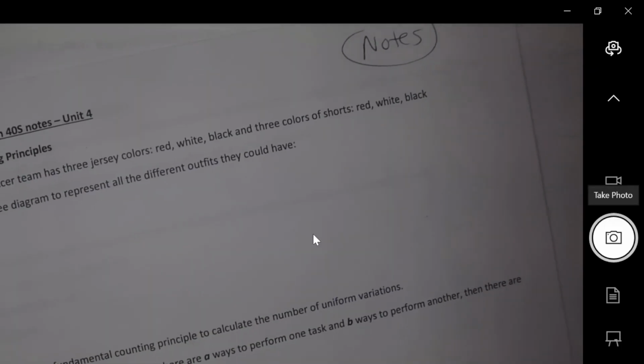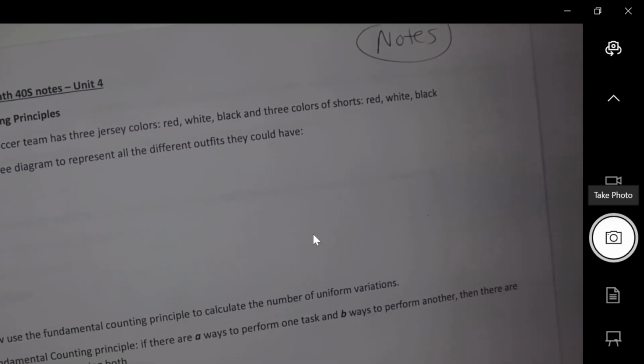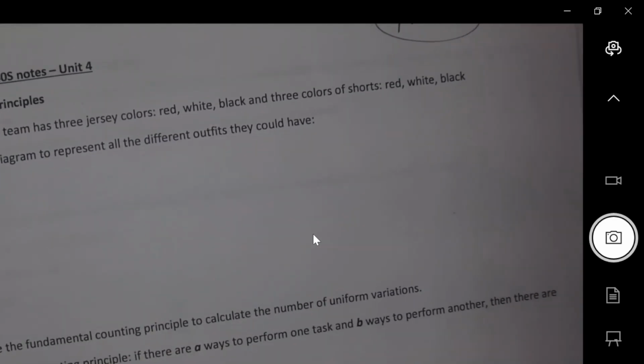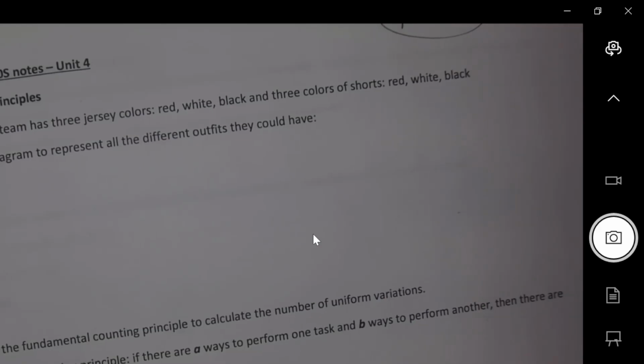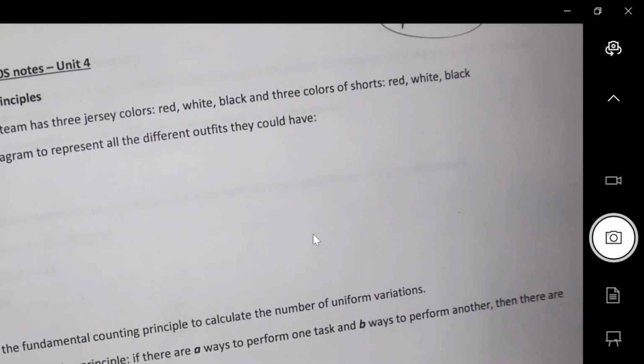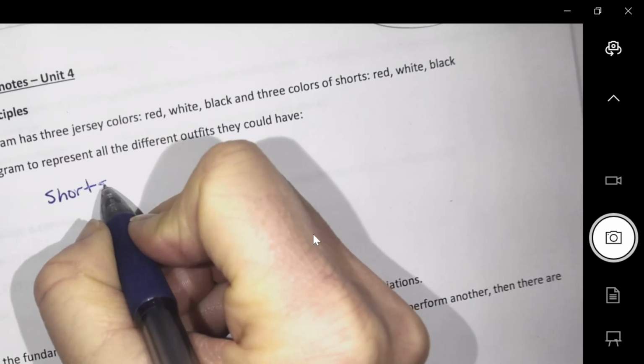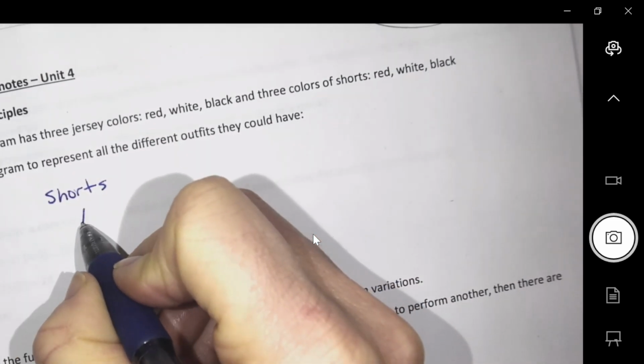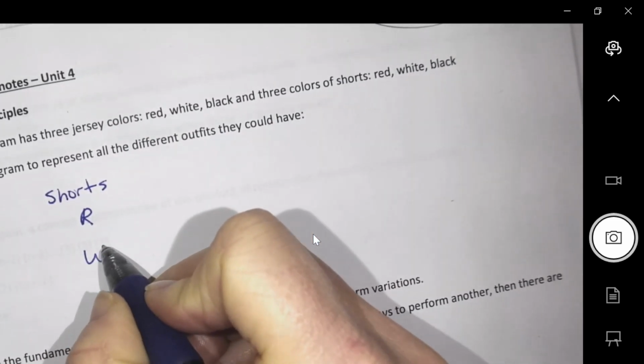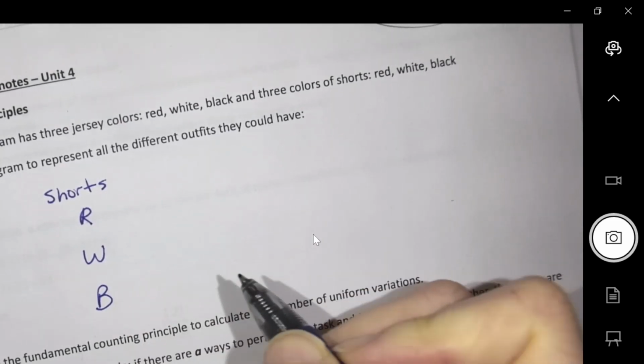Okay, counting principles. The first question says, a soccer team has 3 colored jersey tops and 3 colored shorts. Draw a tree diagram to represent the different outfits they could make. Okay, so let's go shorts. They could wear red shorts, white, or black.